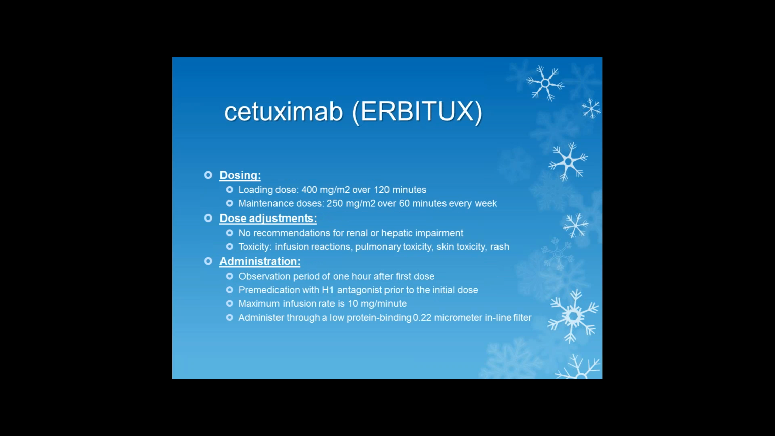Dosing with this one is 400 milligrams per meter squared over 20 minutes for your initial dose, and then subsequent doses are 250 per meter squared, so half the dose, over 60 minutes. A lot of these didn't have specific renal or hepatic recommendations unless they were associated with hepatic toxicity, but it does have recommendations for the different types of toxicity. This is one that can cause a lot of skin toxicity and rash. If it's grade 3 or 4, it lays it out by first, second, third, fourth occurrence. That determines whether you can drop doses, delay therapy, or discontinue completely.